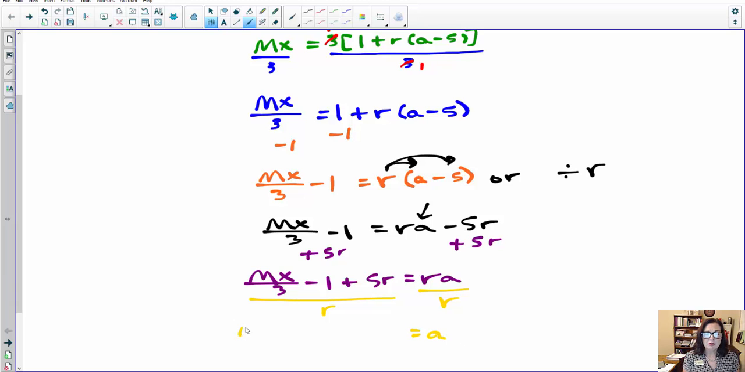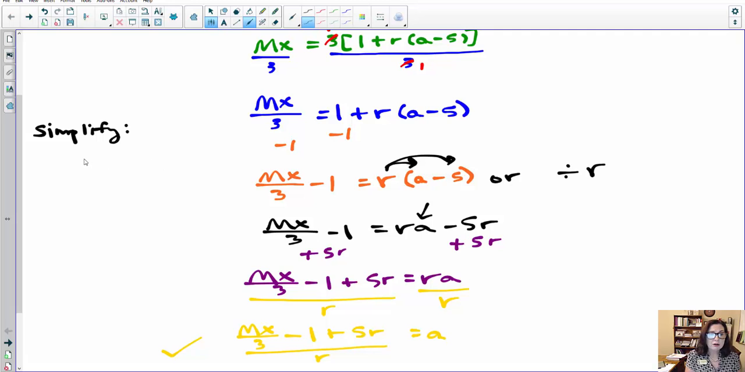A is equal to mx divided by 3 minus 1 plus 5r, all divided by r. This is complete. So you could stop right there. That is a correct answer. But if you don't like having complex fractions, and who really does, we could address this by simplifying our answer. This process here is optional.